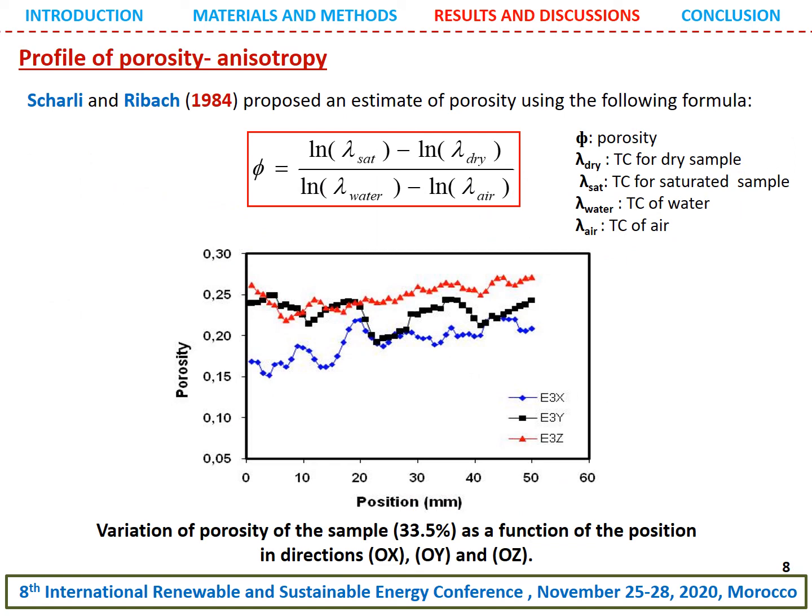Charlie and Rebash proposed an estimate of porosity using this equation. The variation of porosity from this equation is shown in this figure. The porosity is greater in perpendicular direction, which shows low thermal conductivity in dry states and high thermal conductivity in saturated states.